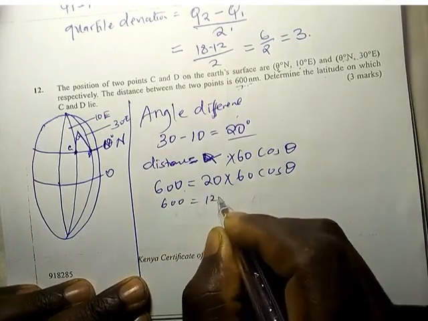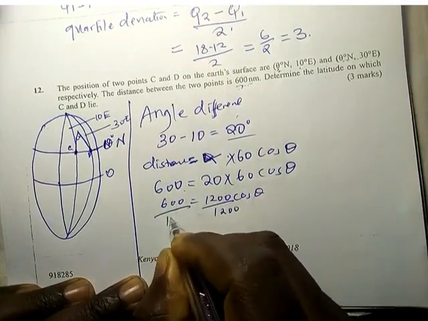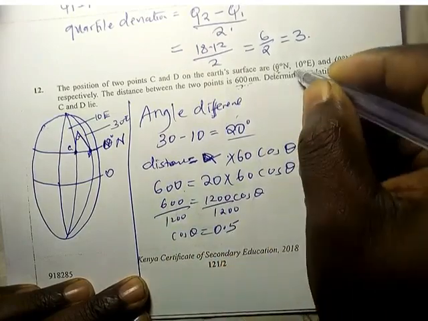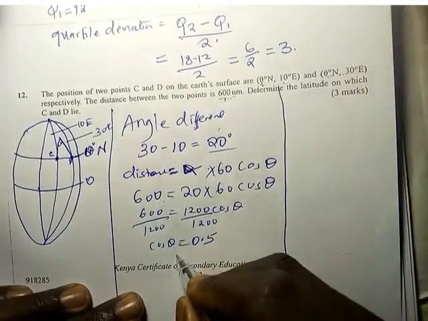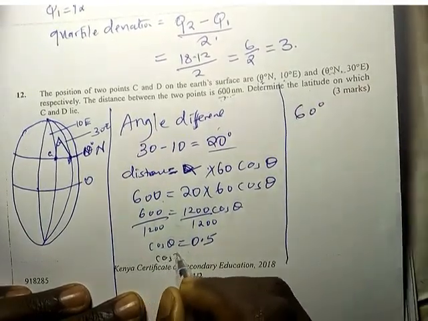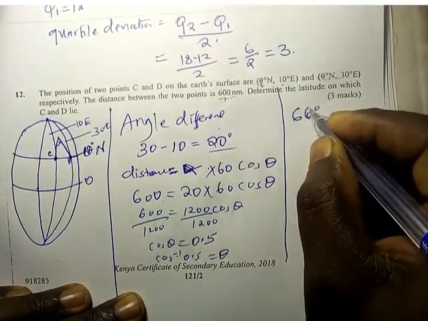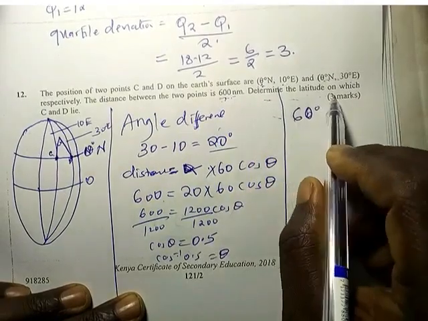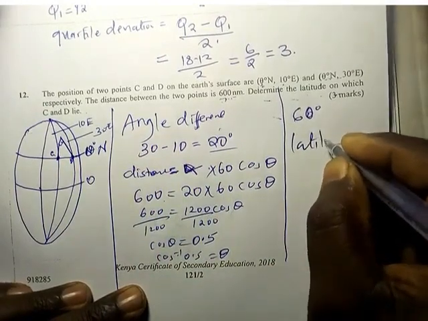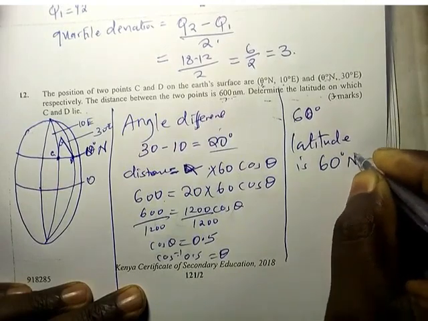600 is equal to 1200 cos theta. So divided by 1200, cos theta is equal to 0.5. So theta is equal to inverse cos of 0.5, which is equal to 60 degrees. So the question is determine the latitude on the C and D line, the latitude. So the latitude is 60 degrees north.